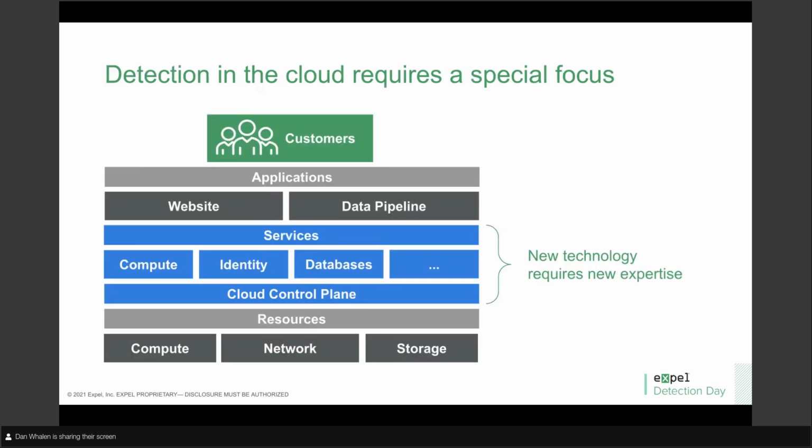Now, let's dig into why exactly that is. So if we look at the technology stack for a cloud platform like Azure, it looks something like this at a high level, right? At the bottom and the top of this stack, you have things that look very familiar to you. You've got resources all the way at the bottom, things we're very familiar with, whether that's CPU, network, memory, or storage, stuff that's very similar to what we're used to on-prem.